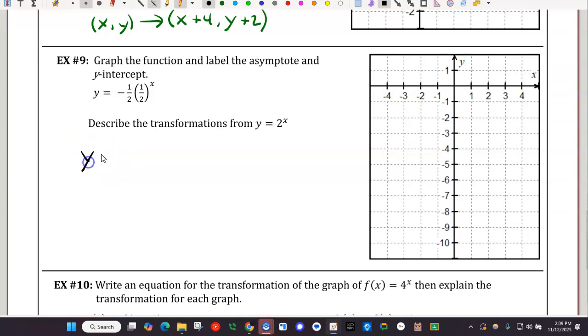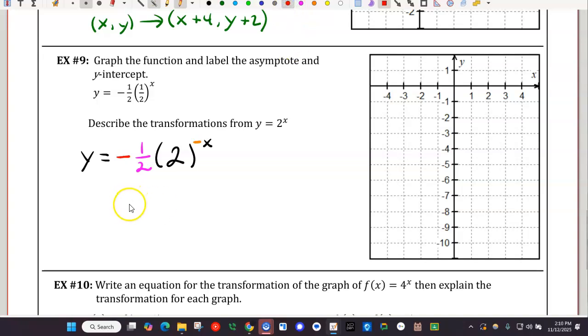So we have y equals, and let's just break these apart, because each of these does a different thing. We got a negative, got a 1/2, and I'm going to write the base instead of 1/2 as 2. So this now becomes negative x, just like the prior example. And it says to describe the transformation. Each of these is its own transformation. There are 3 different things going on here.